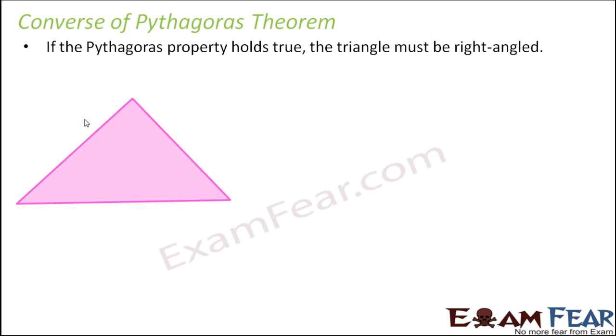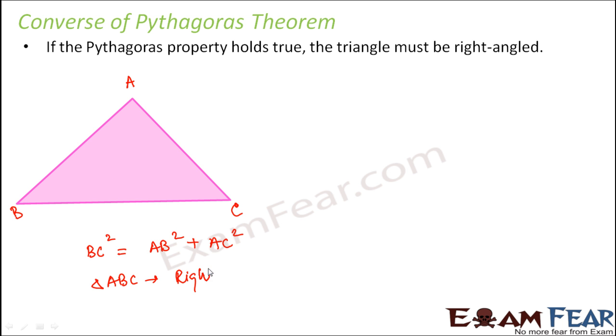Let's say this triangle is ABC, and we do not know whether it is a right angle triangle or not, but we know that for this particular triangle, BC square is equal to AB square plus AC square. So this relation is true for this triangle. If this relation is true, that means triangle ABC is definitely a right angled triangle. So it must be a right angled triangle.